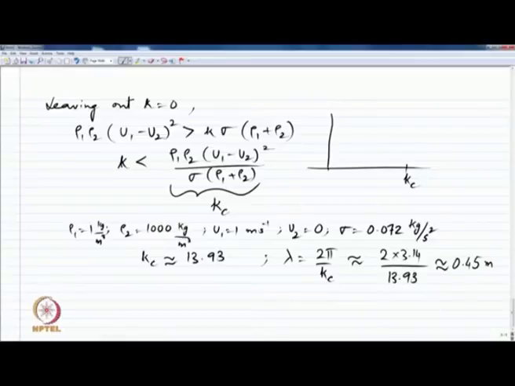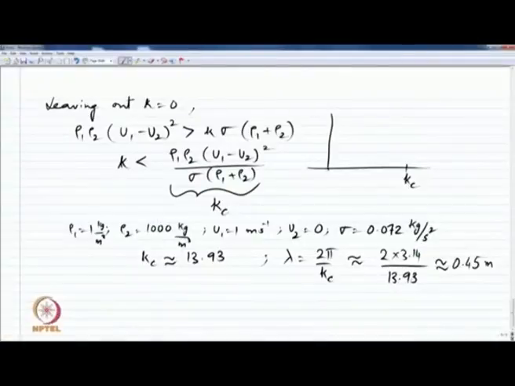Now, remember this is the lambda cutoff, that is you will not see waves shorter than 0.45 meters. That is the meaning of lambda cutoff, k cutoff being 13.93. So this is essentially information that we get from linear instability analysis, which was purely an analytical calculation, but leads us to draw some inferences in the physical space of the kinds of waves that we would observe if we had a particular flow condition, velocities and densities. We will stop here and continue in the next lecture.